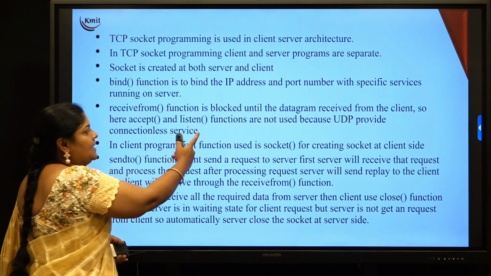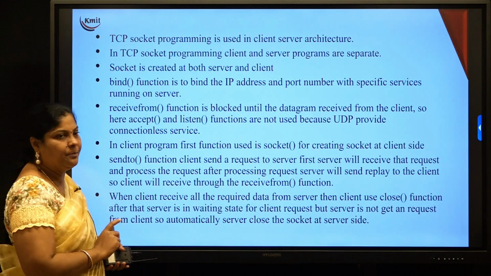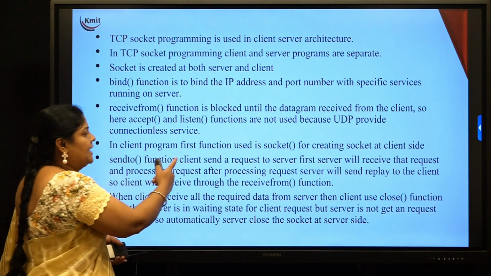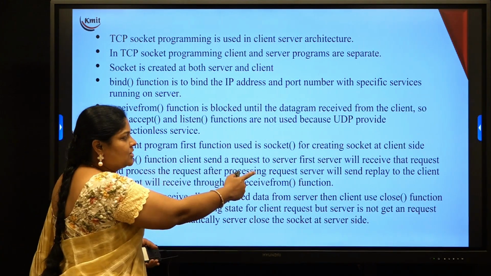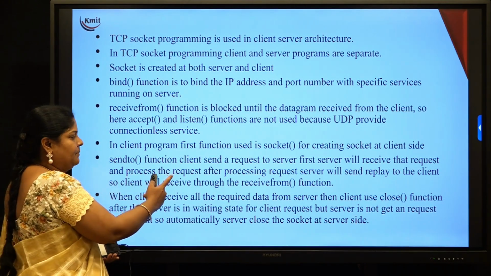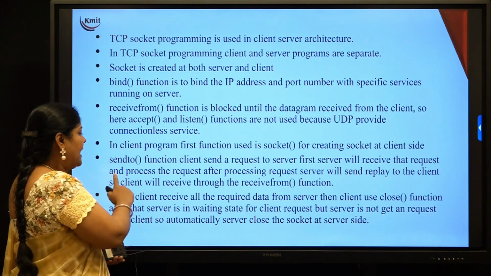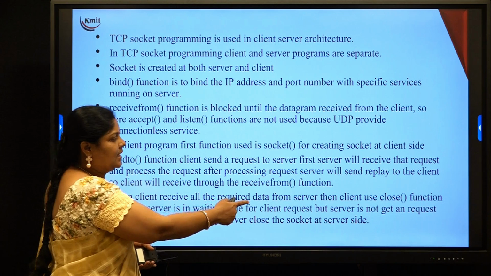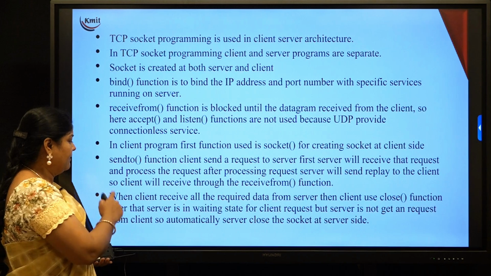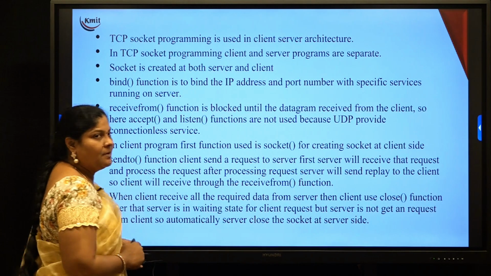Unlike TCP, accept and listen functions are not used in UDP, because UDP provides a connectionless service. Next, in client programming, first the client will create a socket, and then at the client side it will use the send to function to send a request to the server. The server will receive that request and process it. After processing the request, it will send a reply to the client. The client will wait for the reply. Once the client gets the reply, it will receive it through the receive from function.